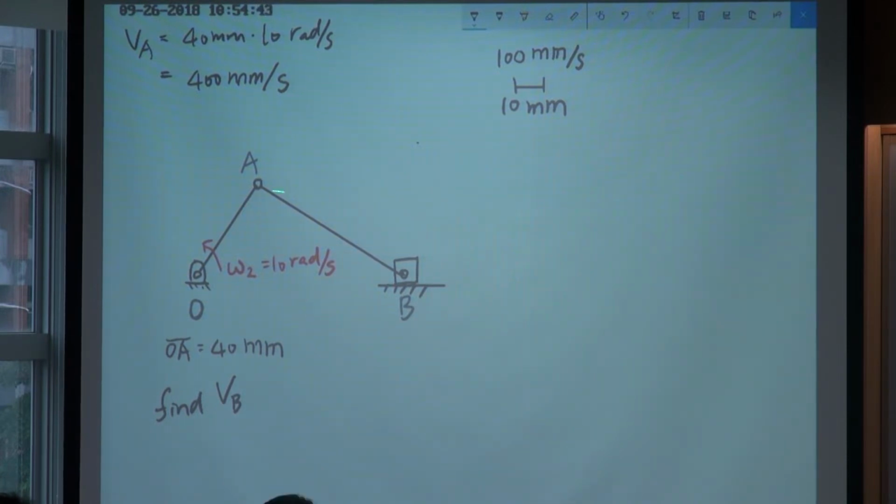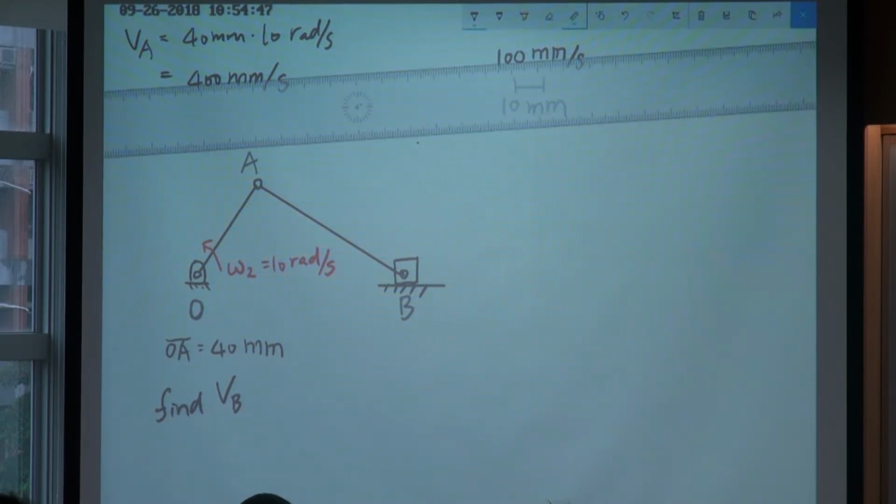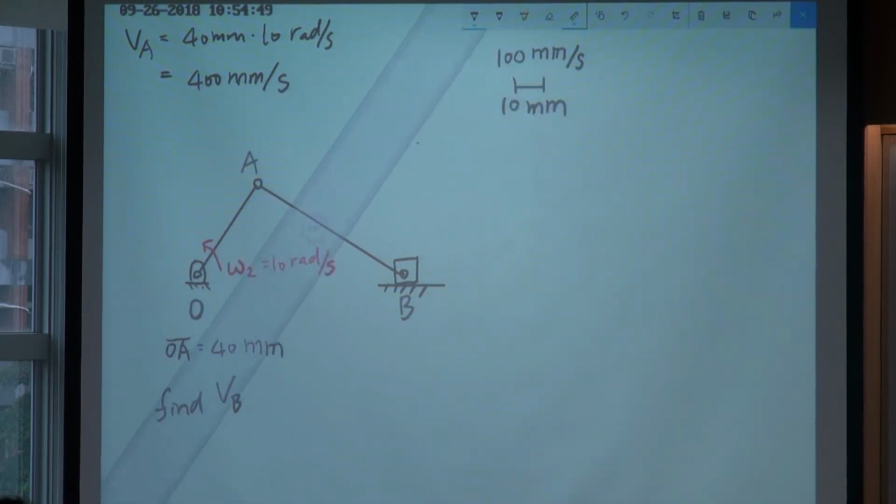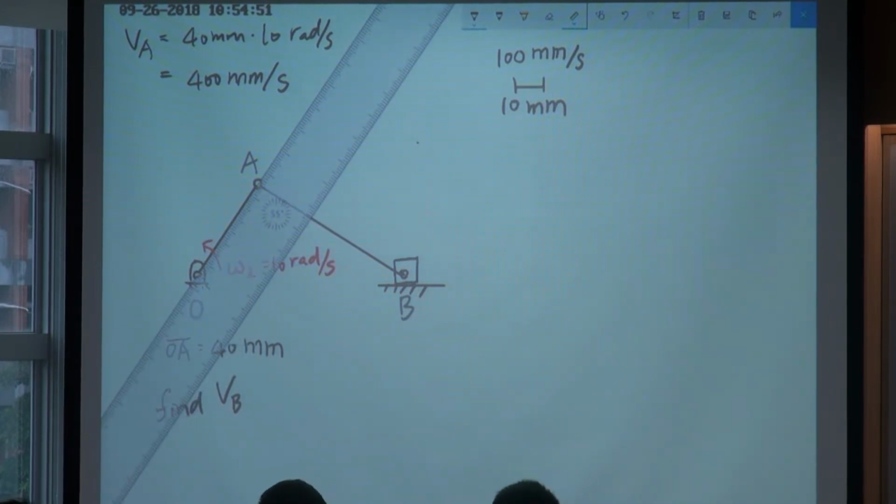Any question about this one? And what's the direction of A? The direction of A is going to be perpendicular to this OA line, right? And we know the direction is pointing this way. I'm not going to draw it because it's hard to erase here. So you know the direction is pointing from this point in that direction.